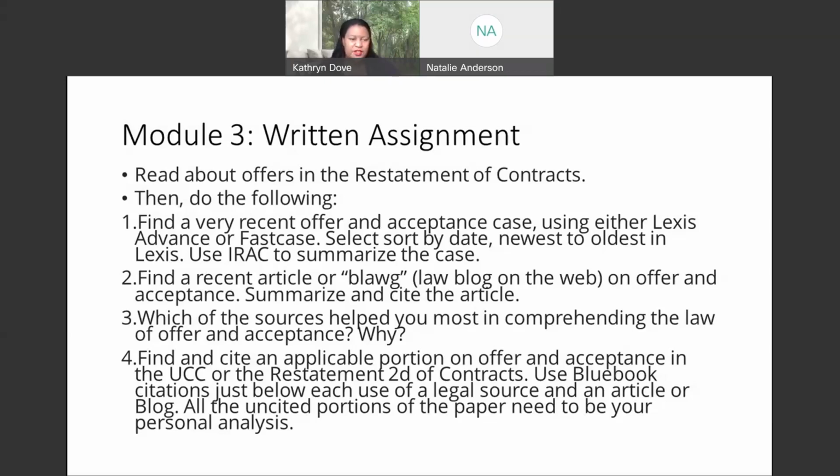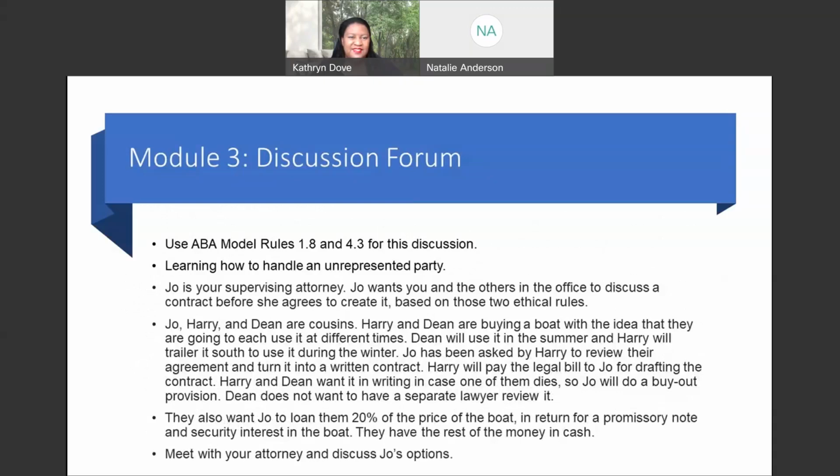All right, so the third part of the assignment is to ask yourself which of the sources helped you most in understanding the law of offer and acceptance and why. Fourth, find and cite an applicable portion of offer and acceptance in the UCC or the Restatement of Contracts. Use Blue Book citations just below each. The only thing that should be uncited in the paper needs to be your personal analysis. So I would just answer these questions in order in a memorandum, double spaced, using Blue Book citations. Any questions about that, Natalie, before we move on?